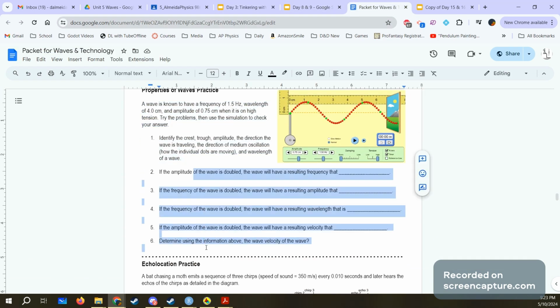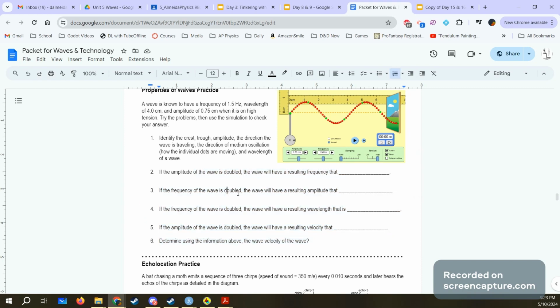And we have a couple of practice problems, kind of just understanding the relationship. If we increase the amplitude, what does that do? It doesn't affect the frequency, right? If we increase the frequency, it doesn't affect the amplitude. If we increase the frequency, it cuts the wavelength in half. If we increase the amplitude, it doesn't affect the velocity.